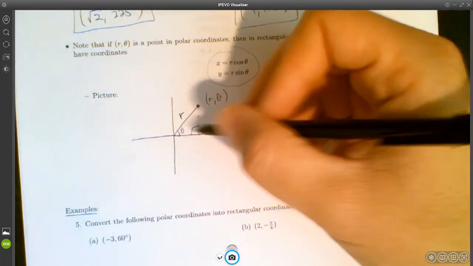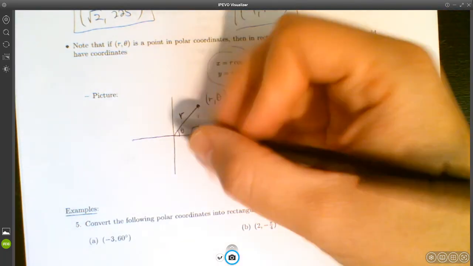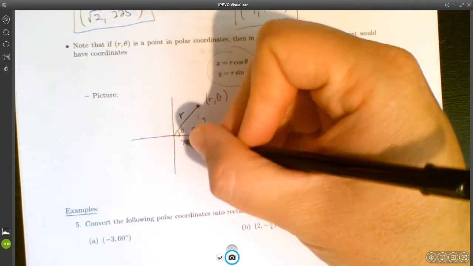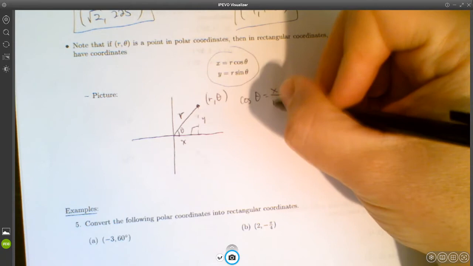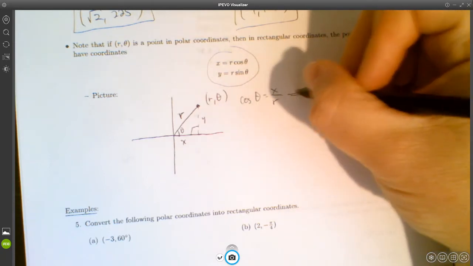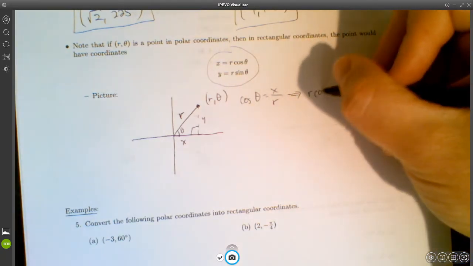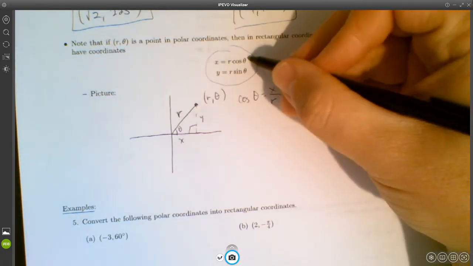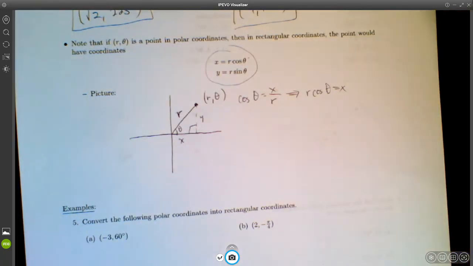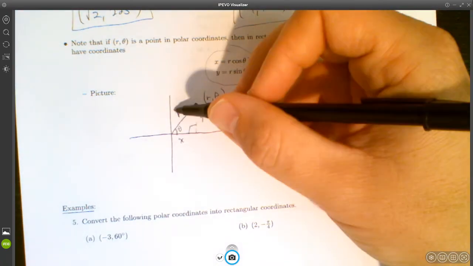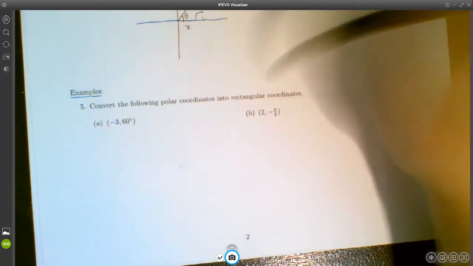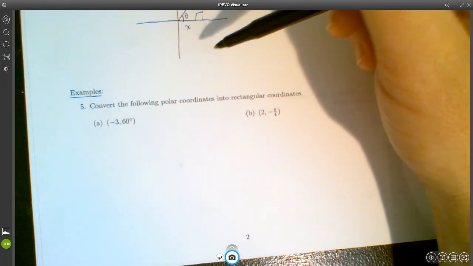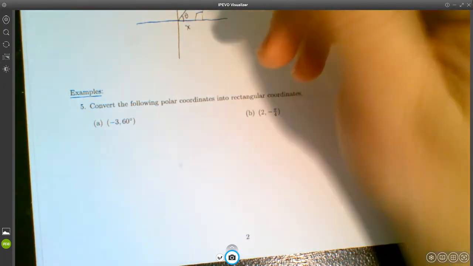Then we can say, well, cosine theta is x over r. So that implies that r cosine theta equals x. And in a similar way, we could say sine theta is y over r, so that y equals r sine theta. Okay, so if we want to convert a polar point into a rectangular one, well, then we just use x equals r cosine theta and y equals r sine theta.